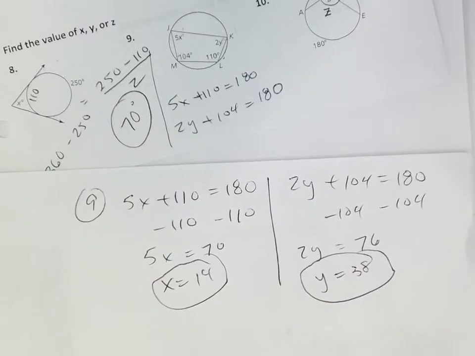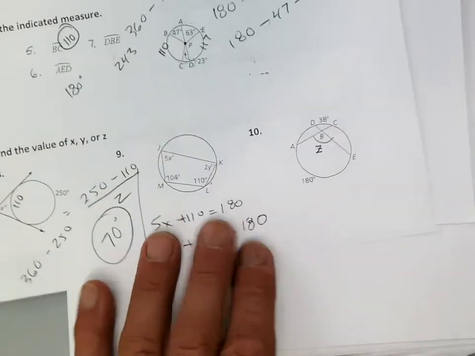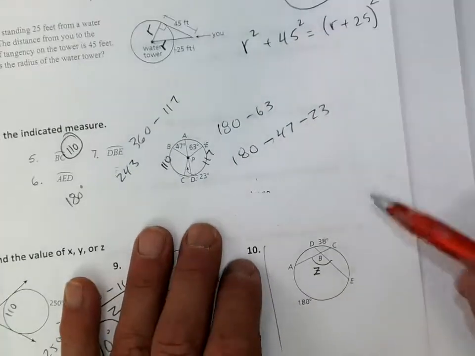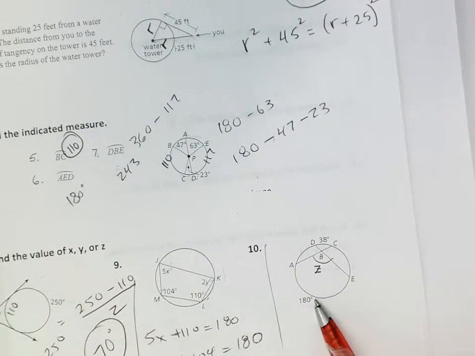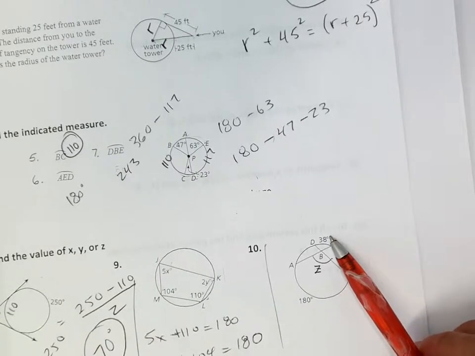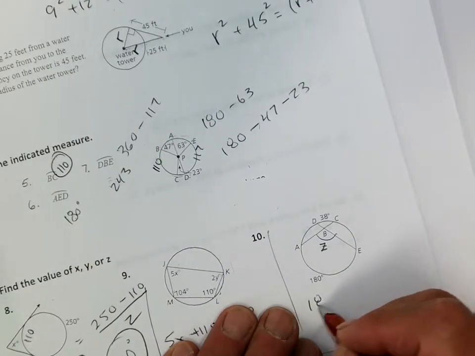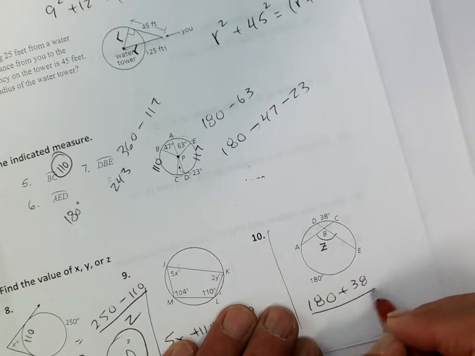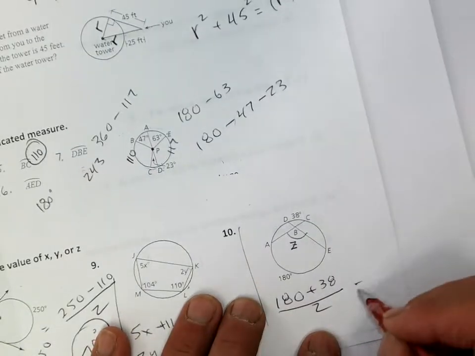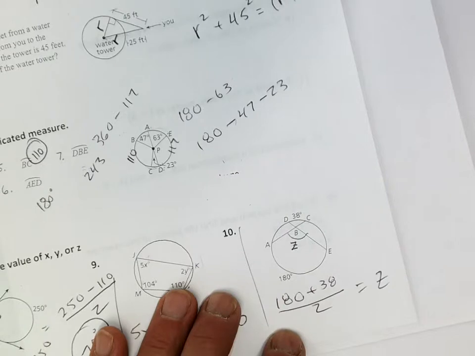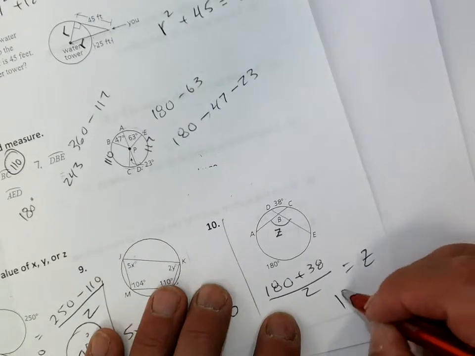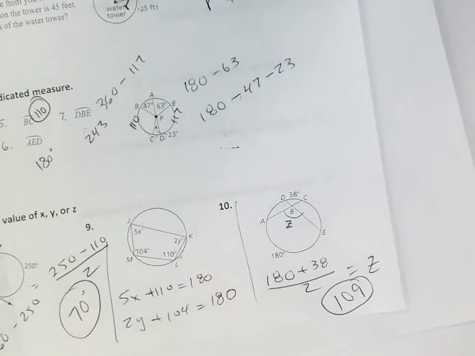And number 10, here we go. So what we learned was this. If it's an interior angle, big arc plus little arc divided by 2. So I'm just going to go 180 plus 38 divided by 2, and that's all I'm going to do, equals z. So 180 plus 38 is 218, divided by 2. I get 109. That's it.